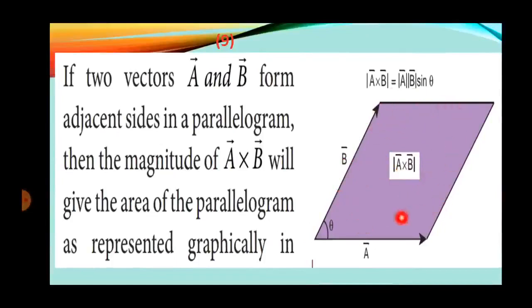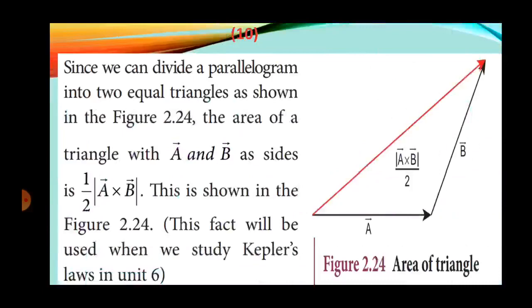Next property, ninth property: if two vectors, A vector and B vector, form adjacent sides of a parallelogram, this is the parallelogram vector. Now calculate the area of the parallelogram using the vector product method. The magnitude, that is the modulus of A vector cross B vector, will give the area of the parallelogram, as represented graphically.